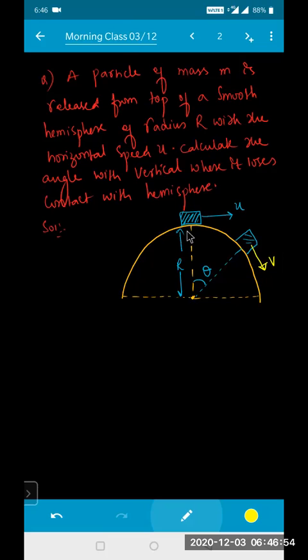That means it has been dropped by a height of how much? If we take this as the center, it has been dropped by a height of h. From here it is directly dropped and it will try to fall onto the ground. It is not taking the path on the circular hemisphere, isn't it? So what is this angle theta's relation?